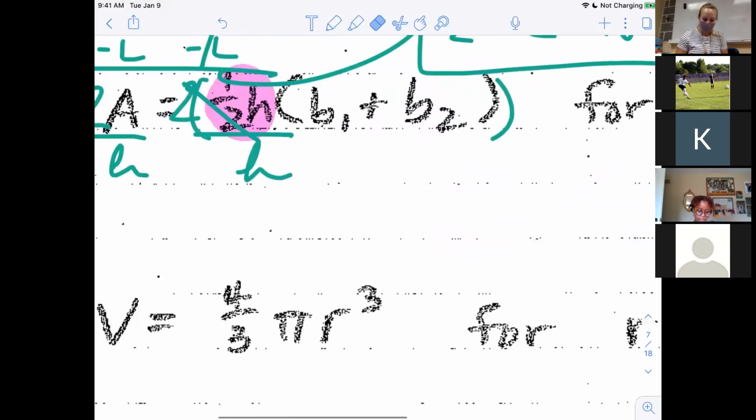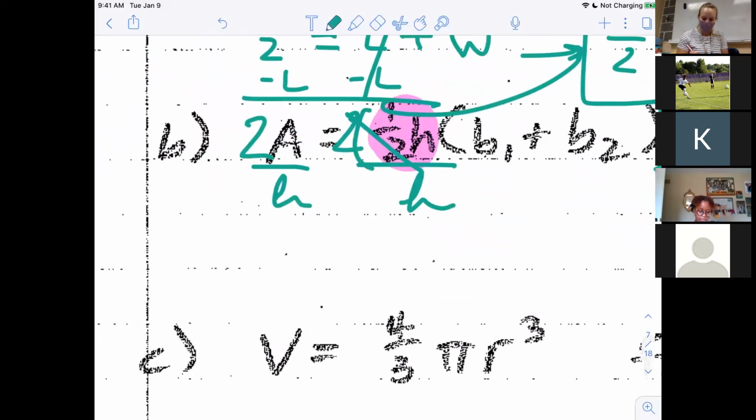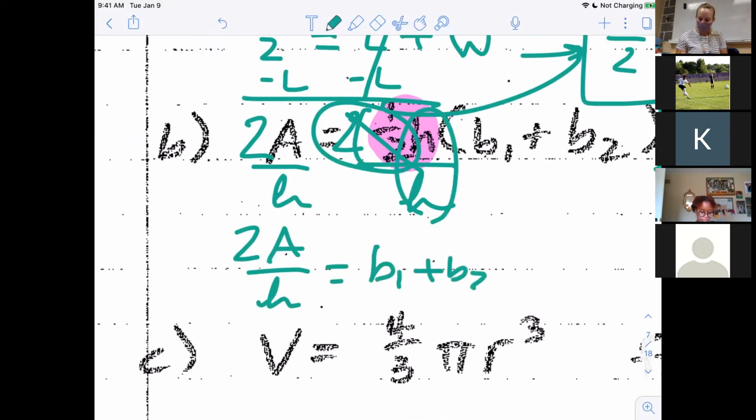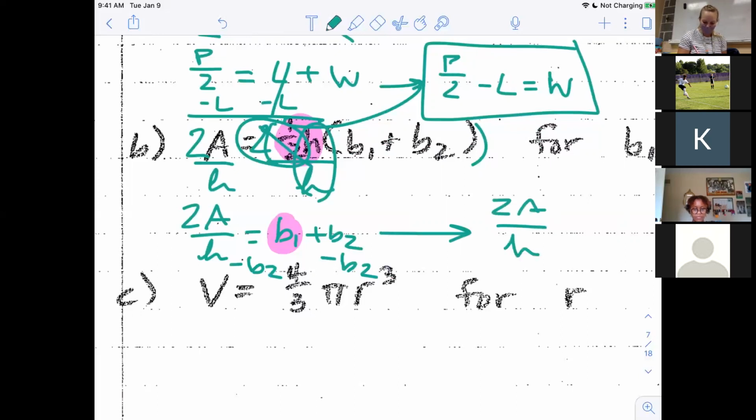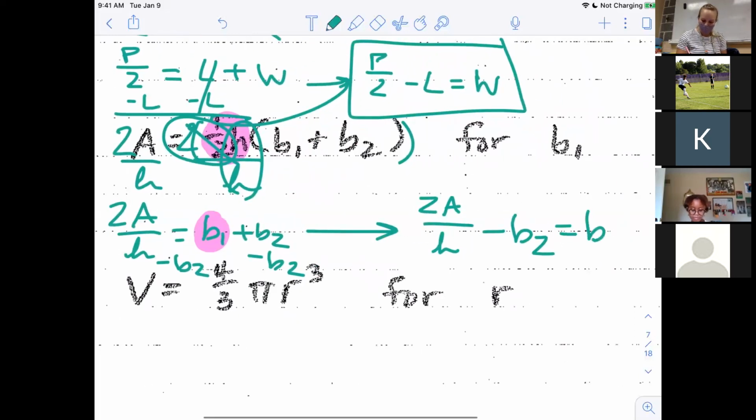2a over h. I'm not done yet, I just did the first step. So I did my 2 and my 1/2, and then I divided by h, so I've got 2a over h equals b1 plus b2. It doesn't matter which one we're looking for. It says we want b1 by itself, so I'm going to move the other one. Inverse operation is subtraction, minus b2 minus b2. Now, the b2 is not being divided by h, so I want it to be 2a over h minus b2. So 2a divided by h minus b2, and that is equal to b1.